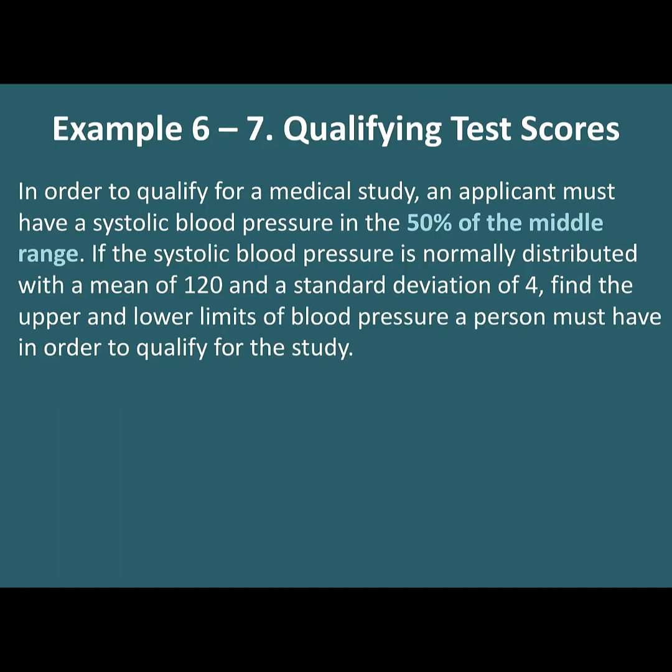In order to qualify for a medical study, an applicant must have a systolic blood pressure in the middle 50% range. If the systolic blood pressure is normally distributed with a mean of 120 and a standard deviation of 4, find the upper and lower limits of blood pressure a person must have in order to qualify for the study.